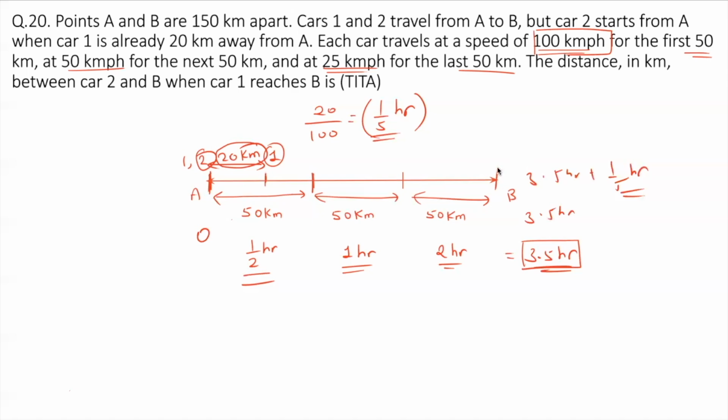So now when car 1 reaches point B, car 2 will still be 1/5 of an hour behind to reach this point. So to reach B, car 2 travels for 1/5 of an hour at the speed of 25 kilometers per hour. The distance it is going to cover is 1/5 into 25, that is 5 kilometers. That means the distance in kilometers between car 2 and point B when car 1 reaches here is 5 kilometers.